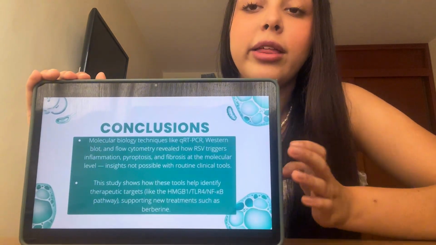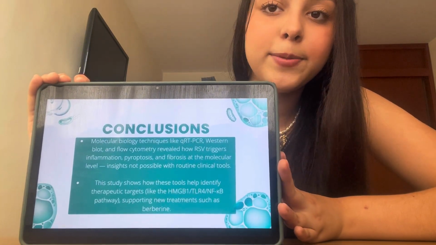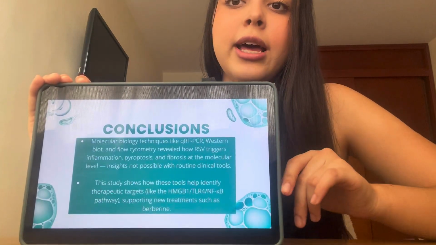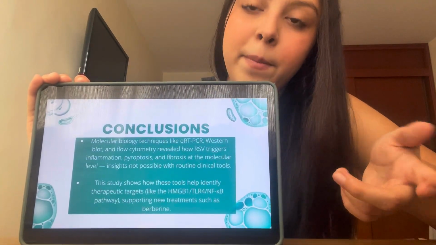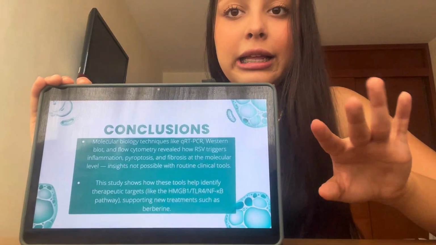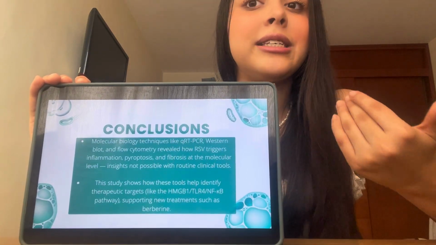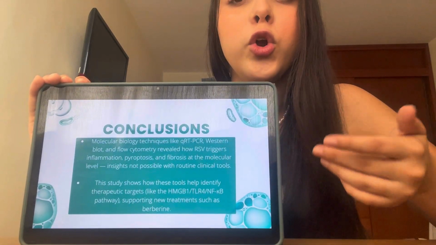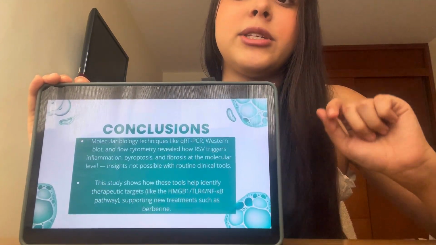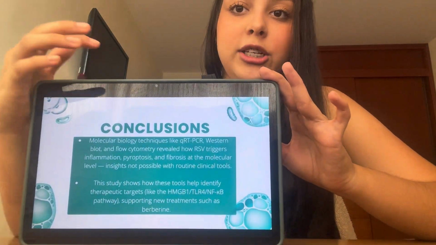So to conclude, the molecular biology tools were essential to understand how the RSV induced inflammation, pyroptosis, and also fibrosis, and how the berberine can reduce those effects. This cannot be seen with normal clinical methods. And also molecular biology is essential to start working on new therapies such as berberine, when we can identify specifically certain pathways that can be targeted to reduce the tissue damage.